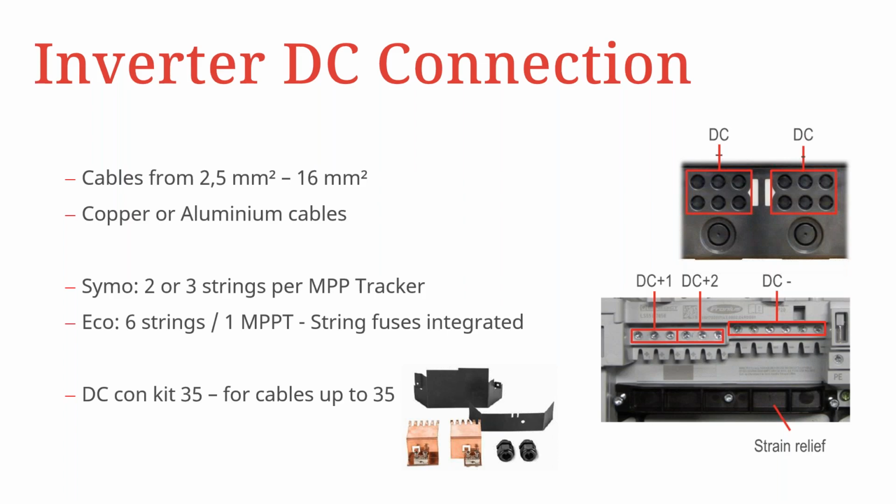So the inverter DC connections. Again, the cables you can have are 2.5 millimeters squared to 16 millimeters squared. Copper or aluminium cables are possible. So on the SIMO, 2 or 3 strings per MPPT tracker, or on the eco inverters, where it's 6 strings but 1 MPPT, so it's string fused integrated. You'll then be provided with a DC connector kit 35. So this is allowing for cables up to 35 millimeters squared.